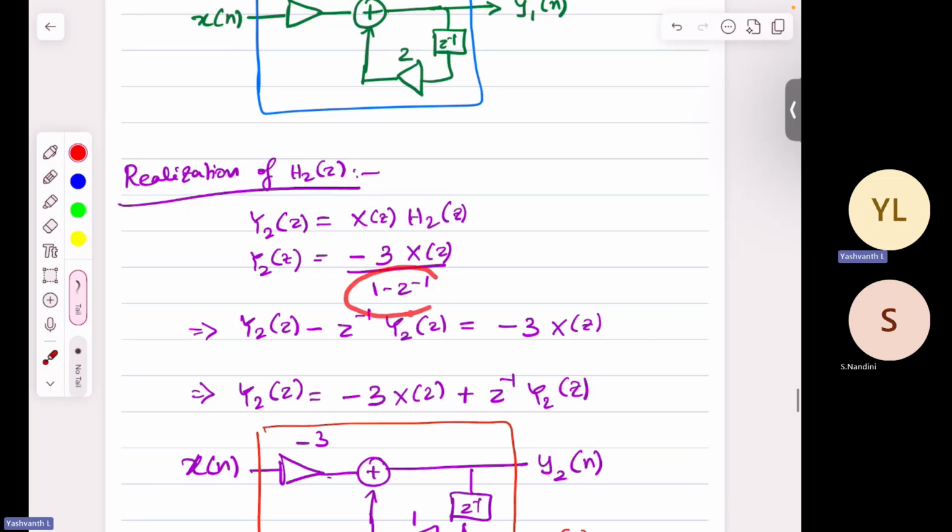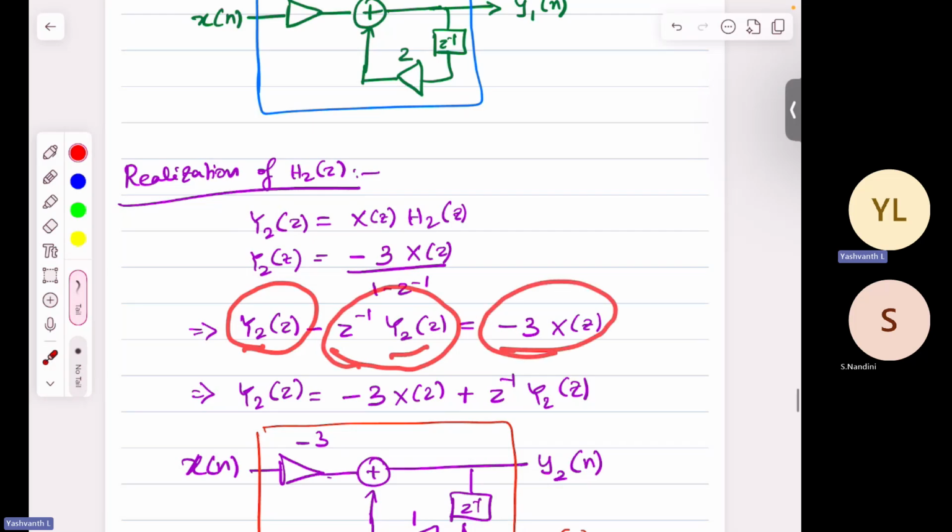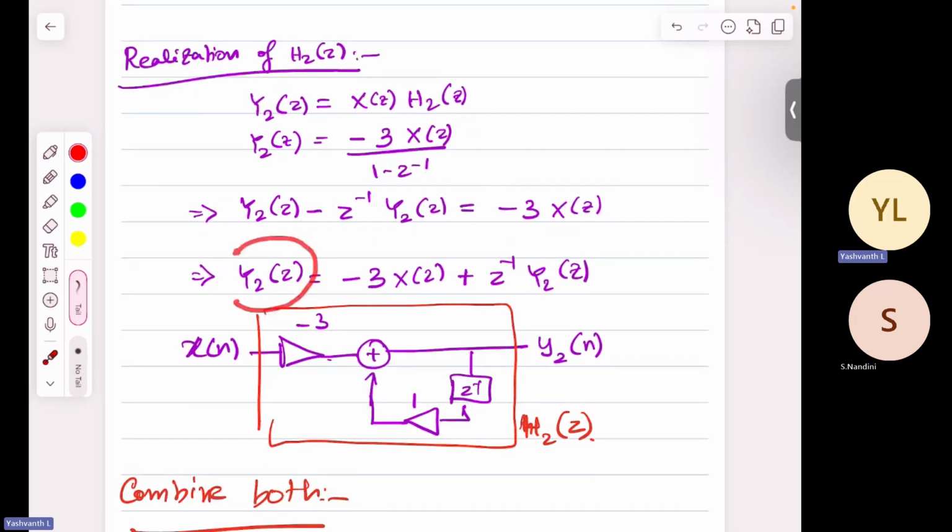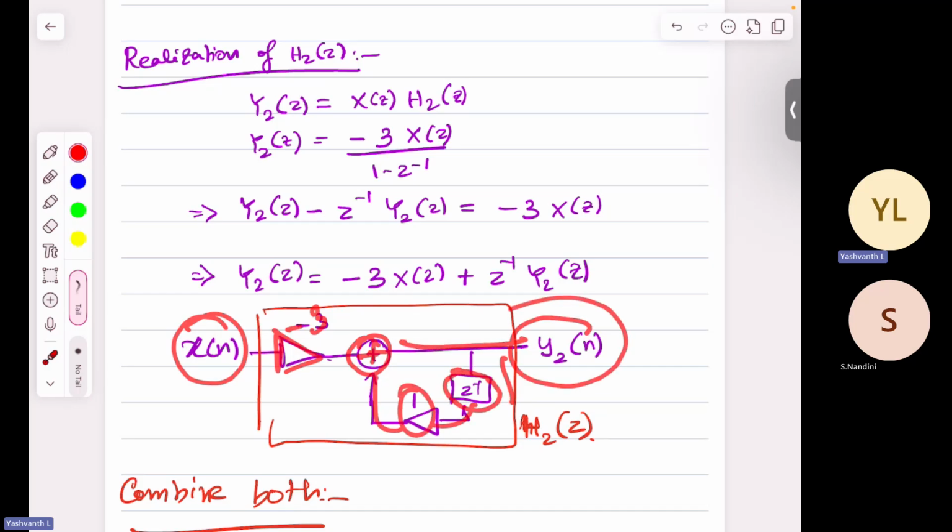Fine. Now again, bring this 1 minus z inverse to the right hand side. So what you get is y2 of z minus z inverse into y2 of z equals minus 3x of z, or y2 of z equals minus 3 times x of z plus z inverse of y2 of z. So same thing as above, you take x of n and multiply it by minus 3, and to that you add y2 of n minus 1 multiplied by 1. That is equal to y2 of n.